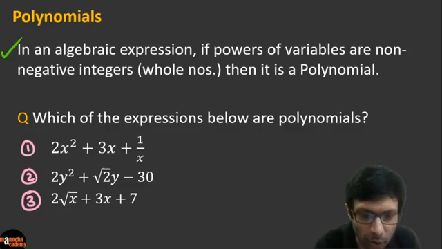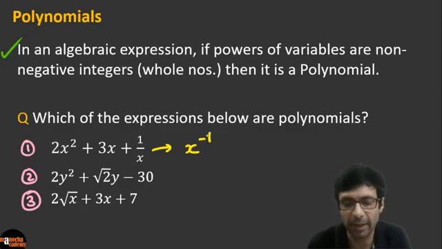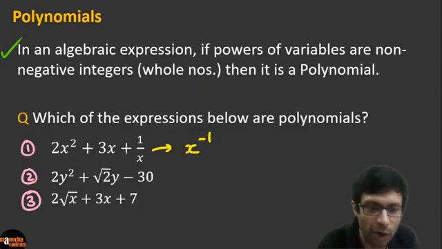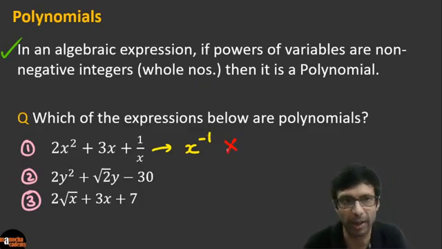So let's go ahead and look at the first one here. You can see it's x squared, so that's a whole number, and this is x to the power 1. But if you look at this term, 1 by x is basically x to the power minus 1, and that is a negative integer. So the first one is not a polynomial. It's just an algebraic expression.